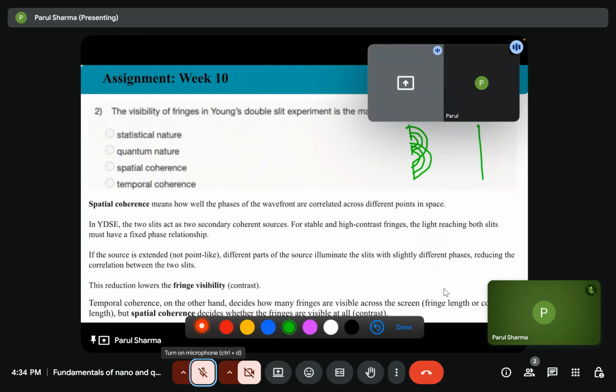So that will reduce the correlation between the two slits, and it will not lead to proper interference, and this will reduce the visibility. So this reduction lowers the fringe visibility. So the visibility is related to the spatial coherence. On the other hand, the temporal coherence decides how many fringes are available across the screen. That is the fringe length or coherence. But spatial coherence decides whether the fringes are visible or not.